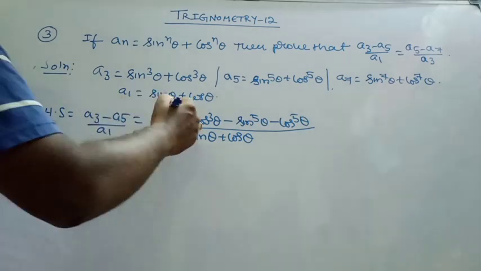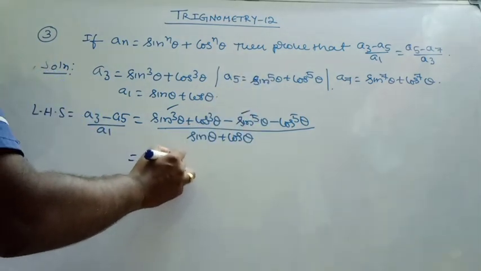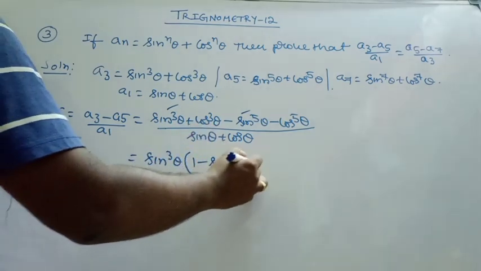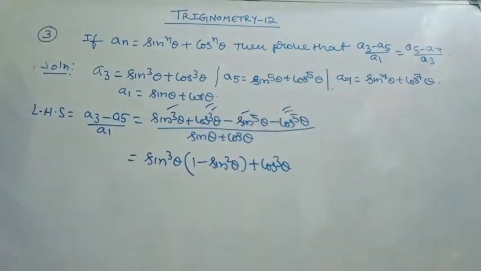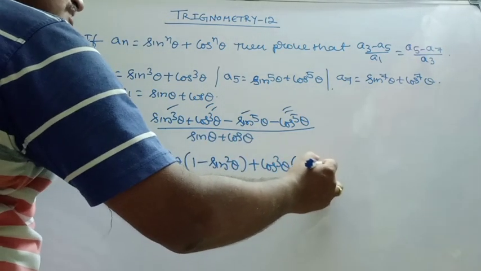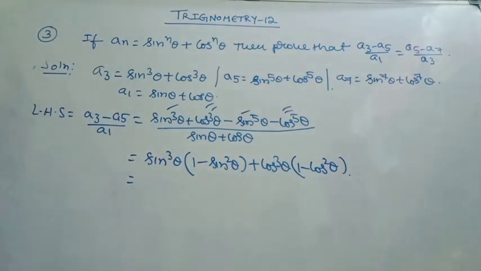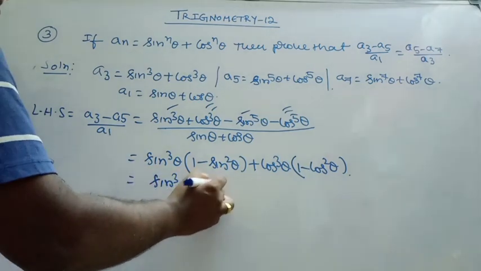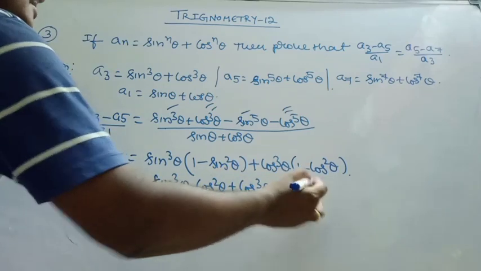From sin cube theta and sin power 5 theta, I will take sin cube theta common, then it becomes 1 minus sin square theta. The same way, from cos cube theta and cos power 5 theta, we take cos cube theta common, then it becomes 1 minus cos square theta. Wonderful. Now this becomes sin cube theta into cos square theta plus cos cube theta into sin square theta.